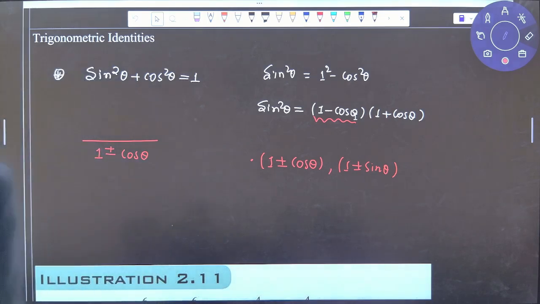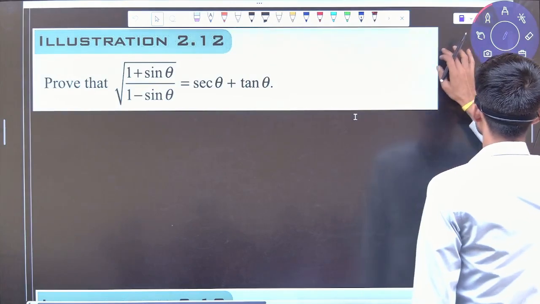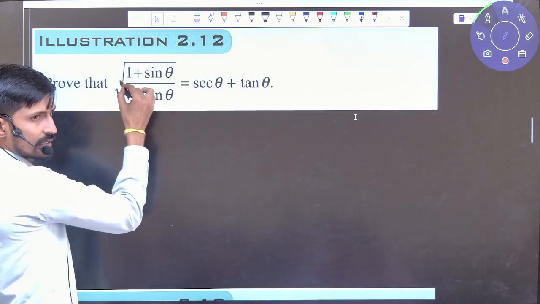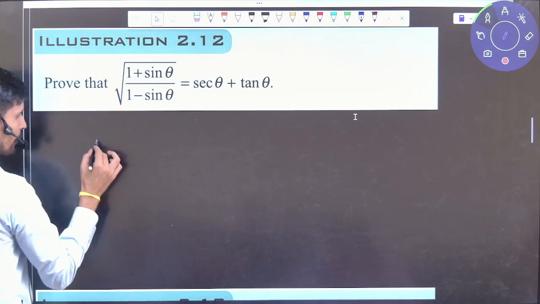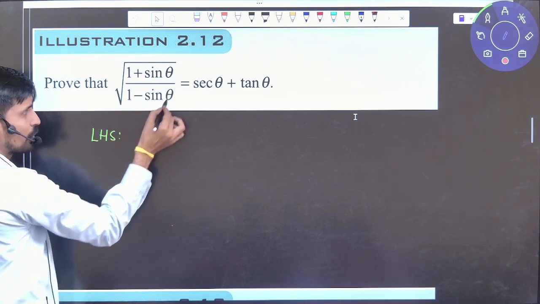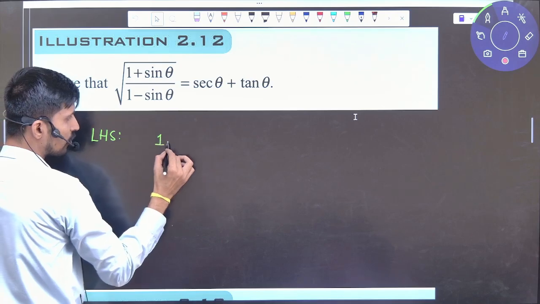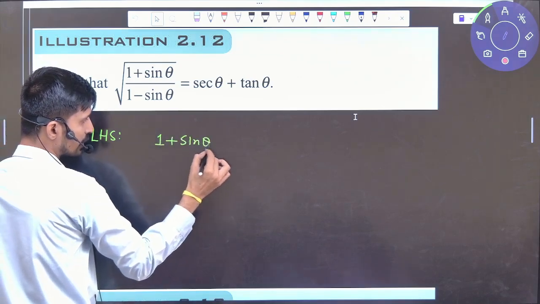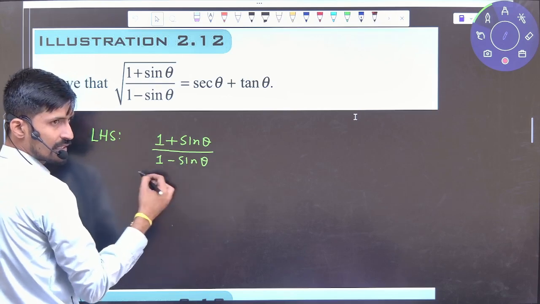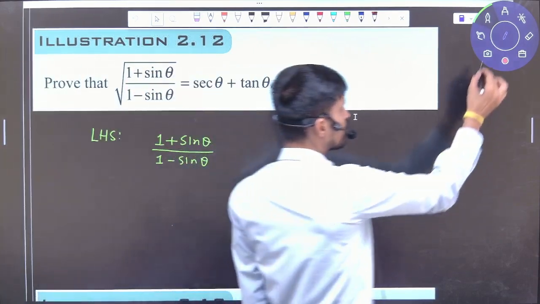Okay, now see, I am going to solve this question. You can see here, we have to prove this is equal to this. So I am going to take LHS. In LHS, what can we see? In the denominator, 1 minus sin theta is present, yes or no? So I will take the whole part, 1 plus sin theta upon 1 minus sin theta. In the denominator, 1 minus sin theta is present, so what do I need to multiply and divide? 1 plus sin theta.